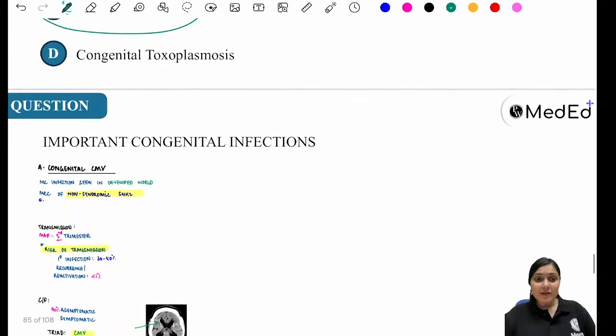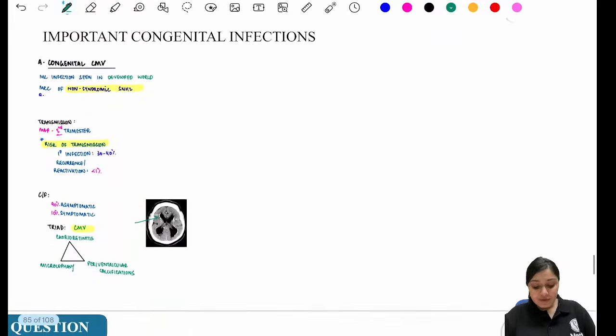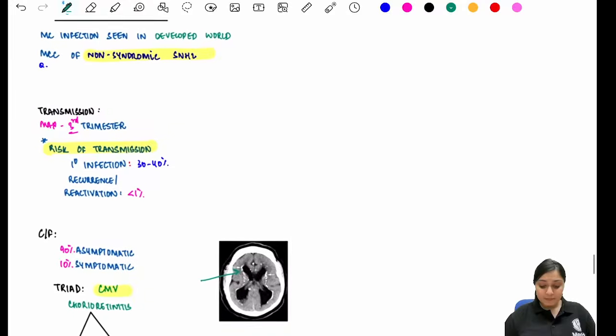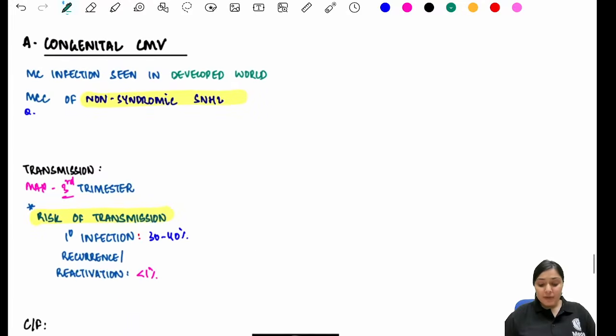So let's just revise important congenital infections. Let's start with CMV first. If we talk about CMV, it is the most common infection that is seen in the developed world, and it is the most common cause of non-syndromic SNHL, that is sensorineural hearing loss. The transmission is maximum in the third trimester, and in primary infection, the risk of transmission is 30 to 40%.